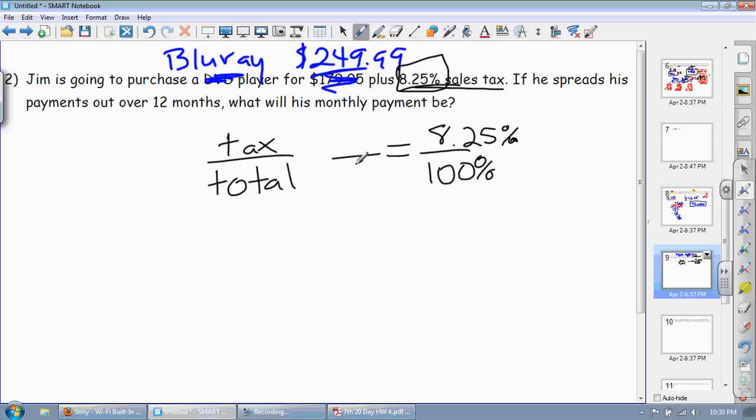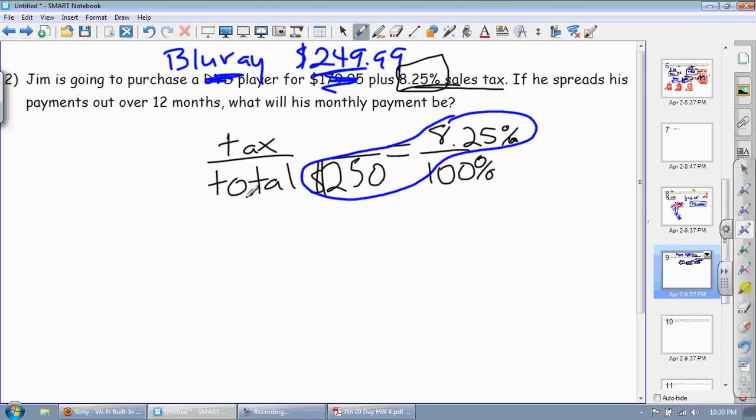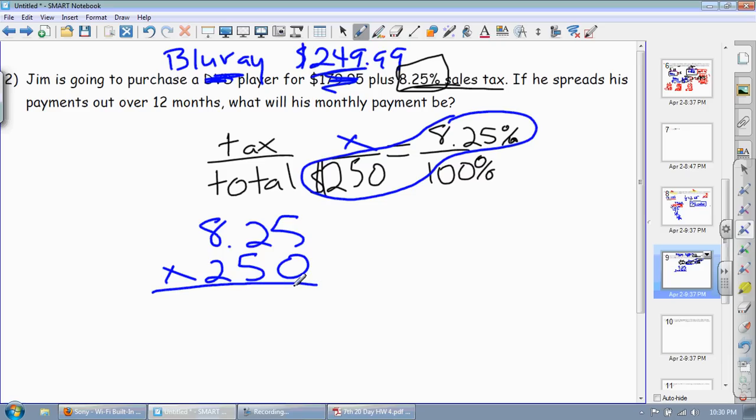So our total is $249.99. Let's make this easy on ourselves and call that $250. So here's our proportion. We can cross multiply. Oh, X up top. So we have 8.25 times 250. If you multiply everything by 0, that's just 0. I'm not even going to bother writing that down. I'm going to skip right to the second number. Bring down a 0. 5 times 5 is 25.